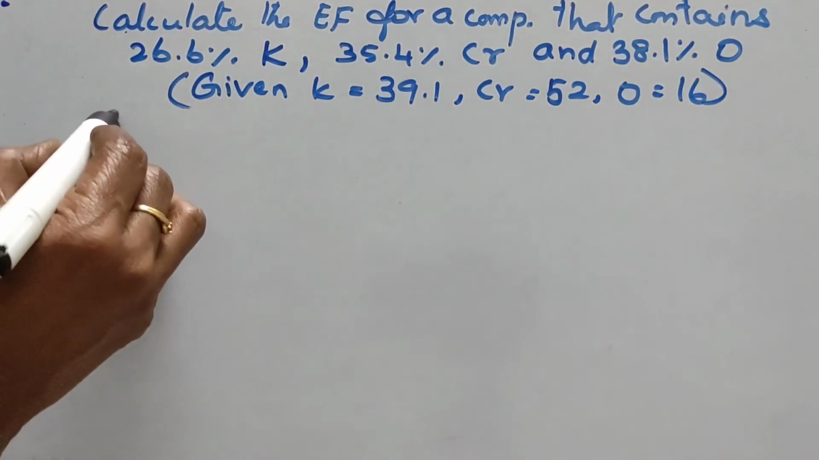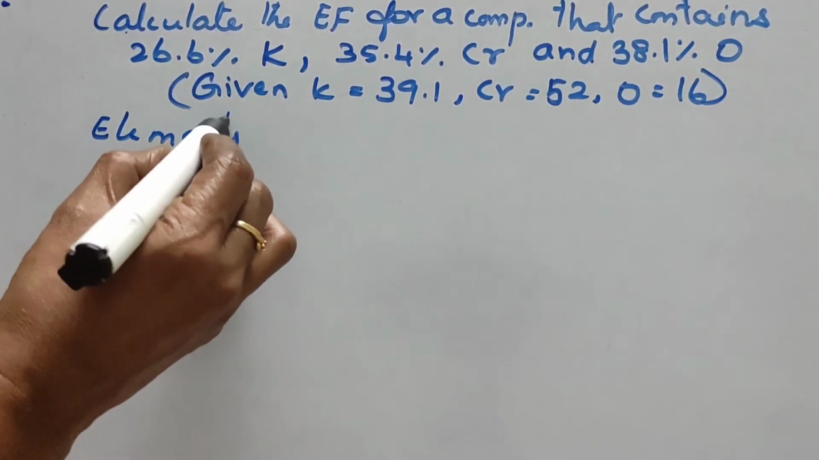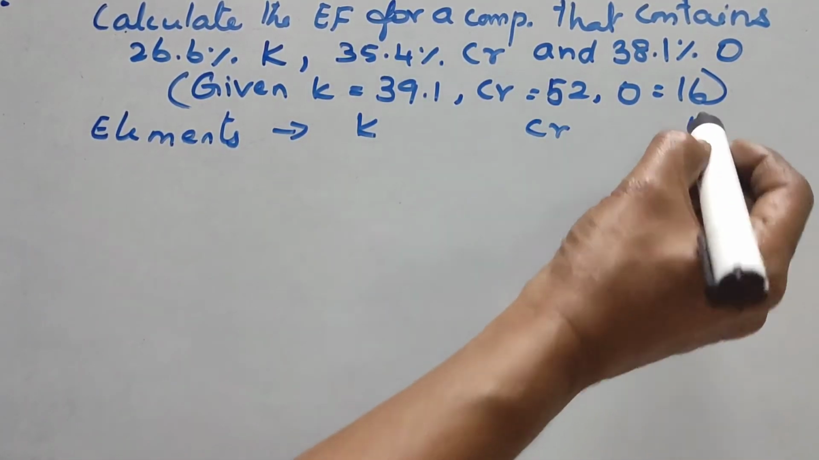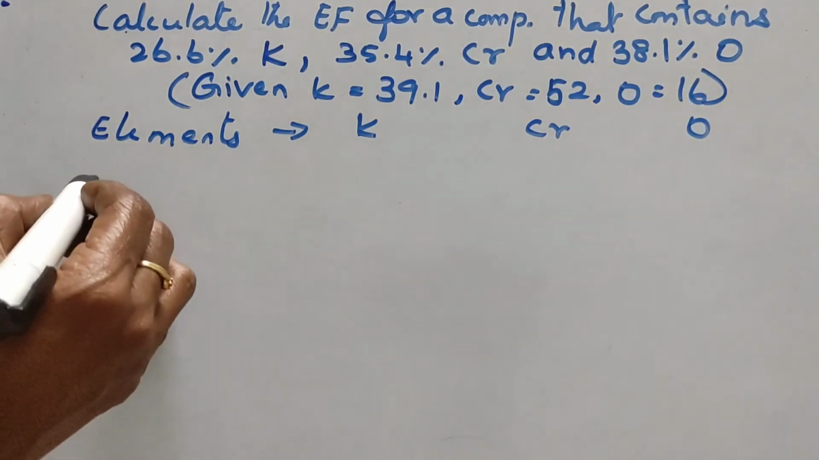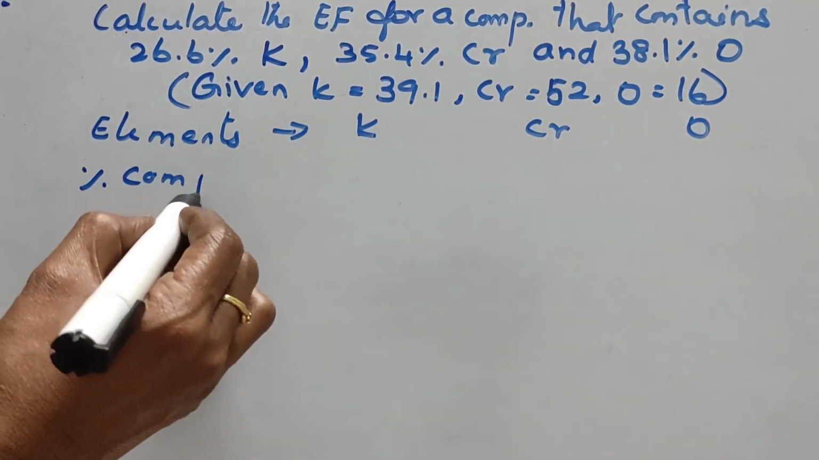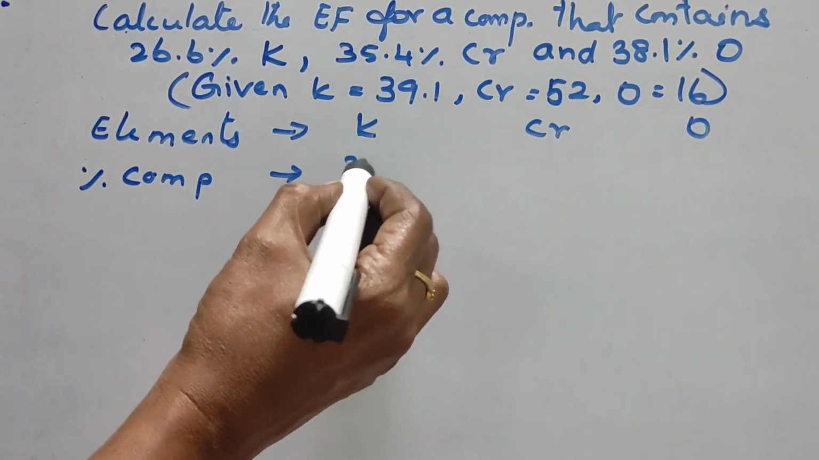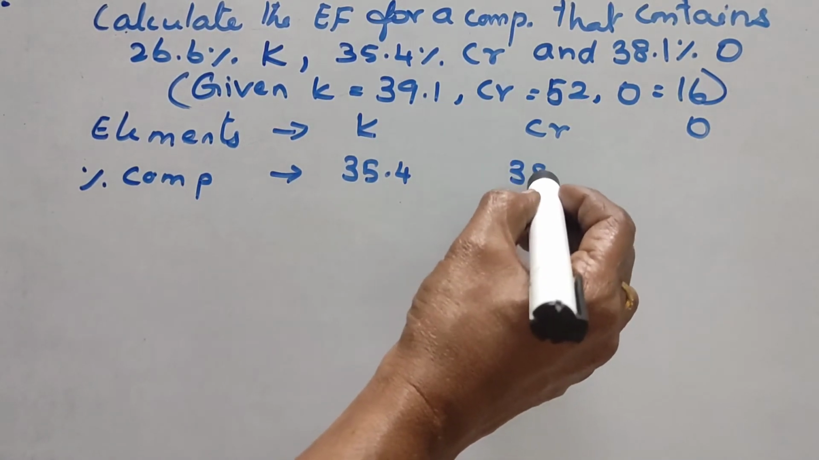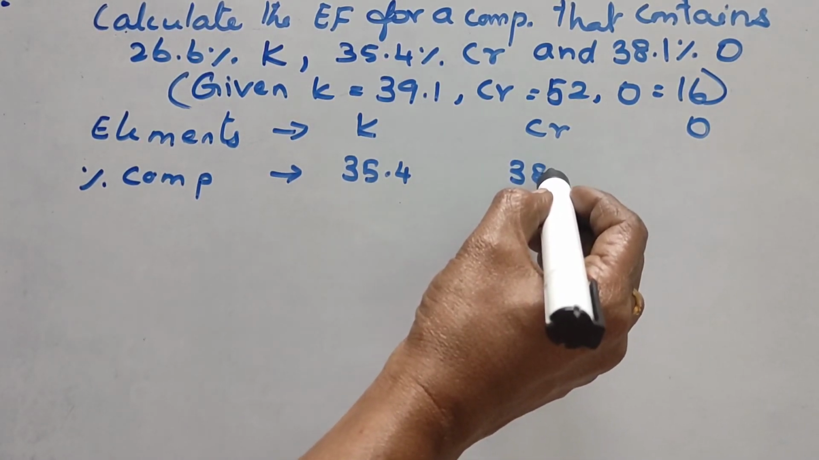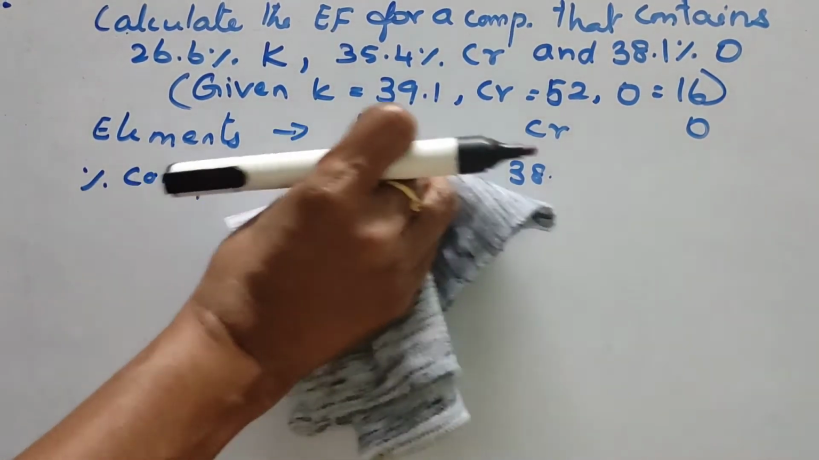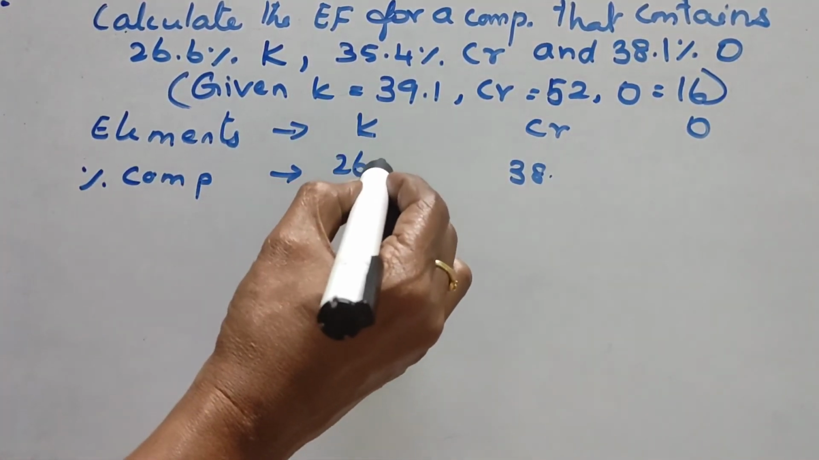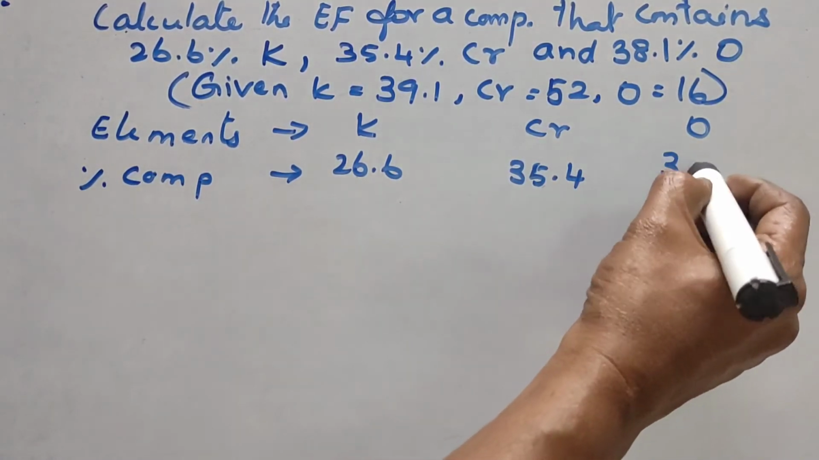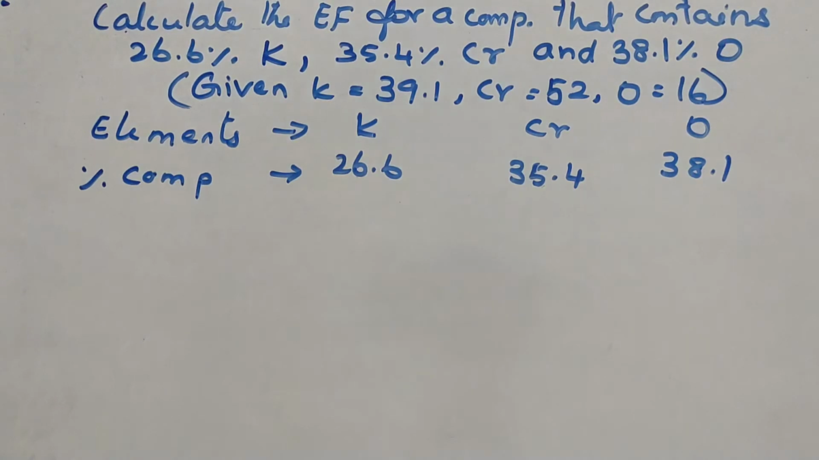The elements present in the compound: what are the elements? Potassium, chromium and oxygen. Then second step, percentage composition. Potassium is 26.6, chromium is 35.4, oxygen is 38.1.